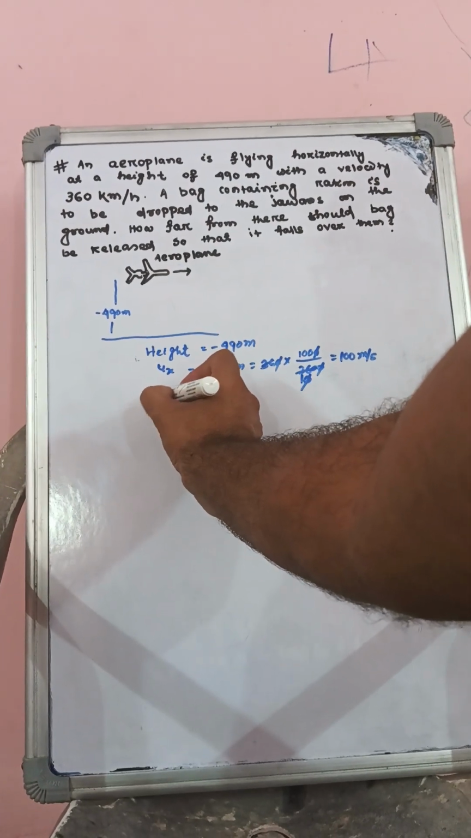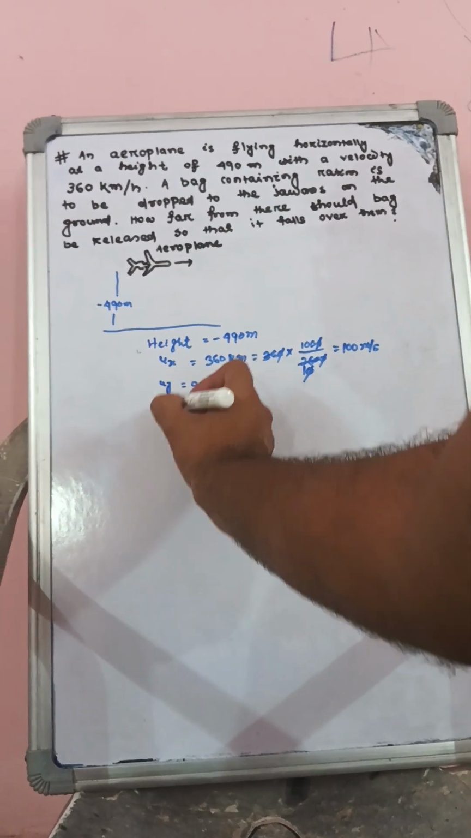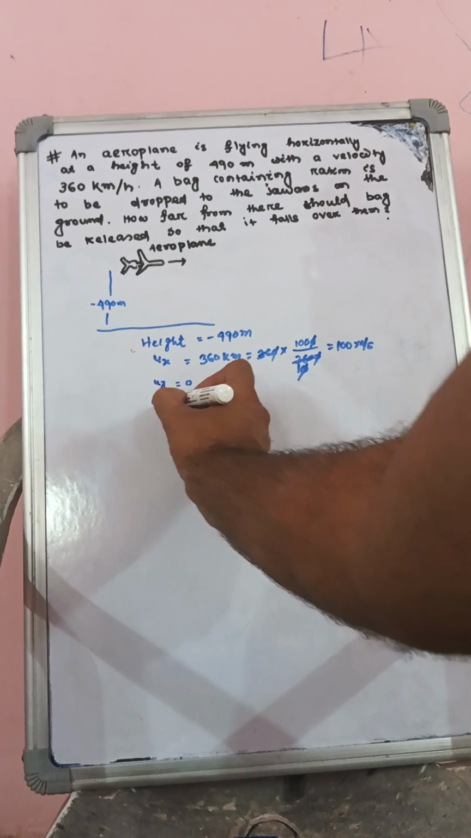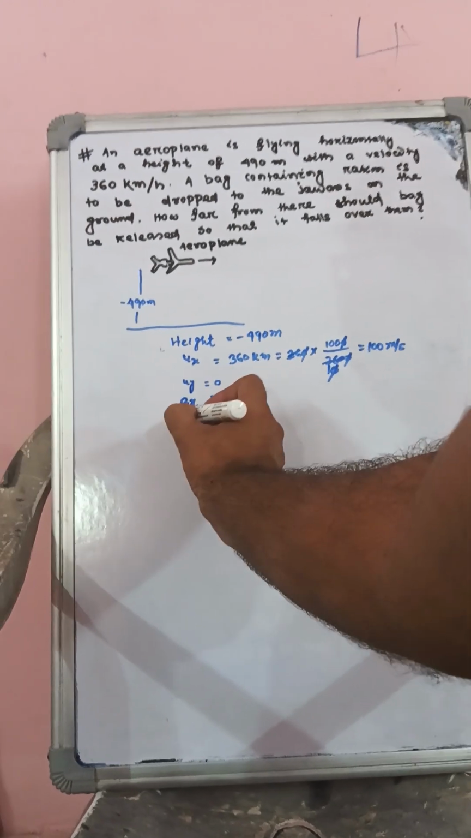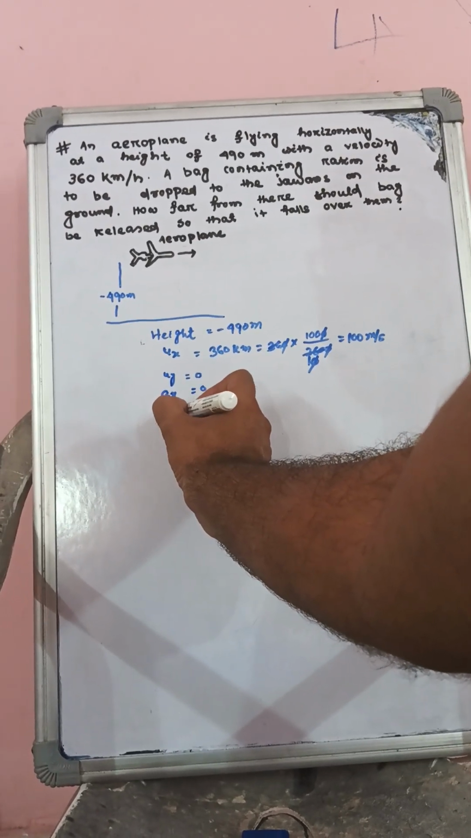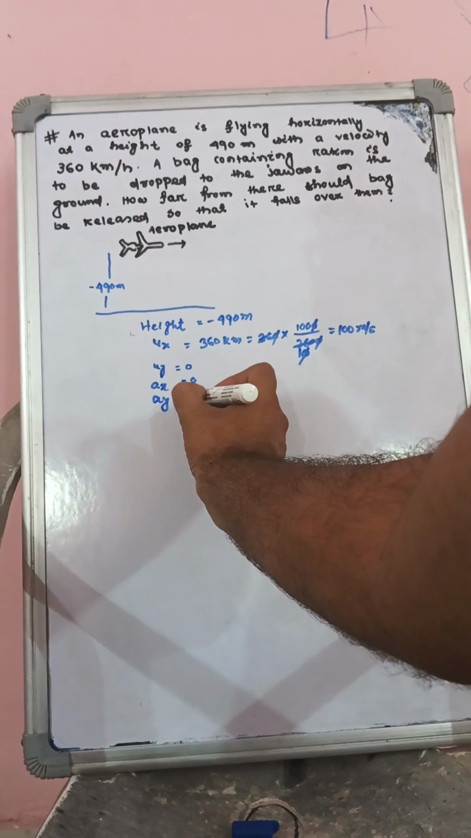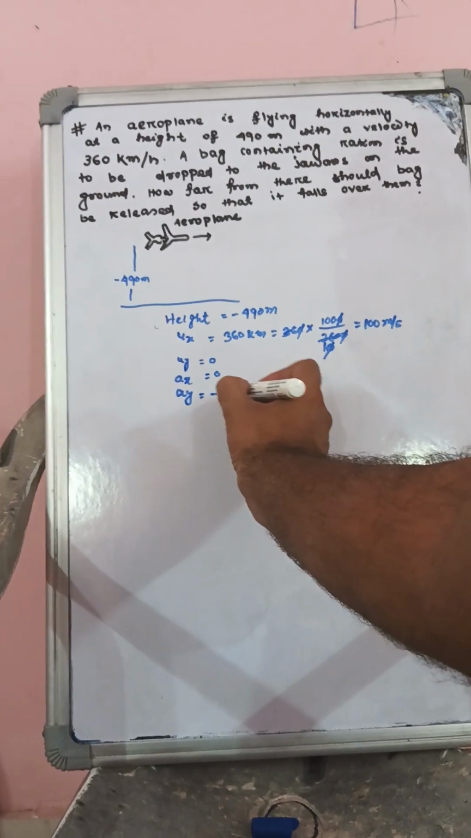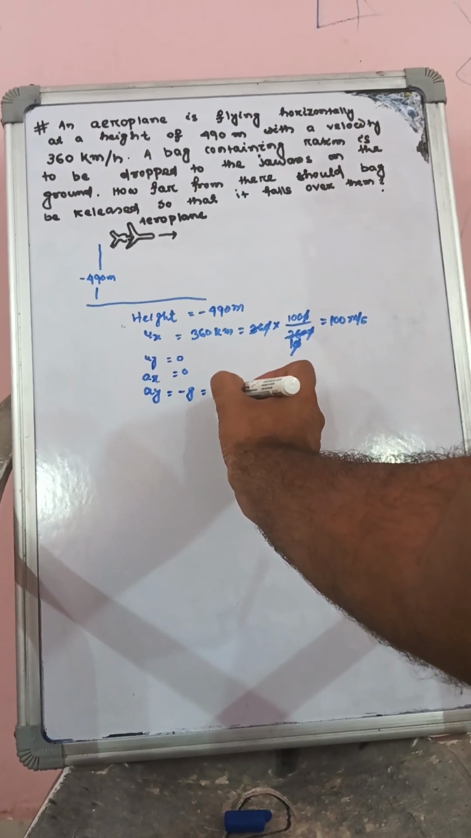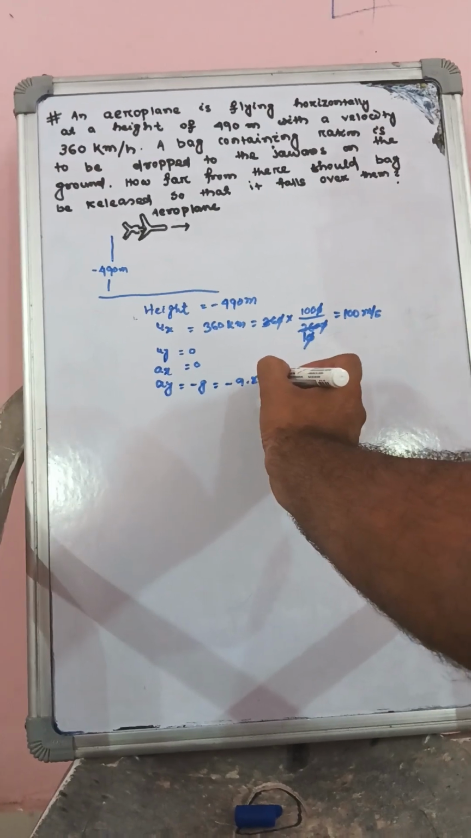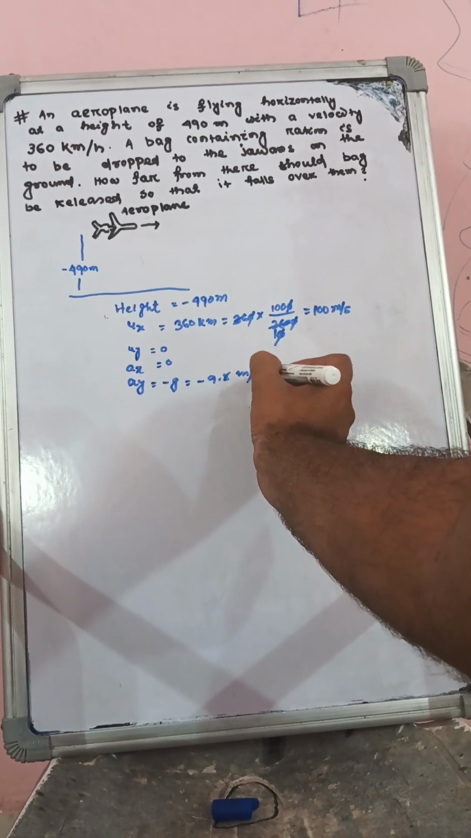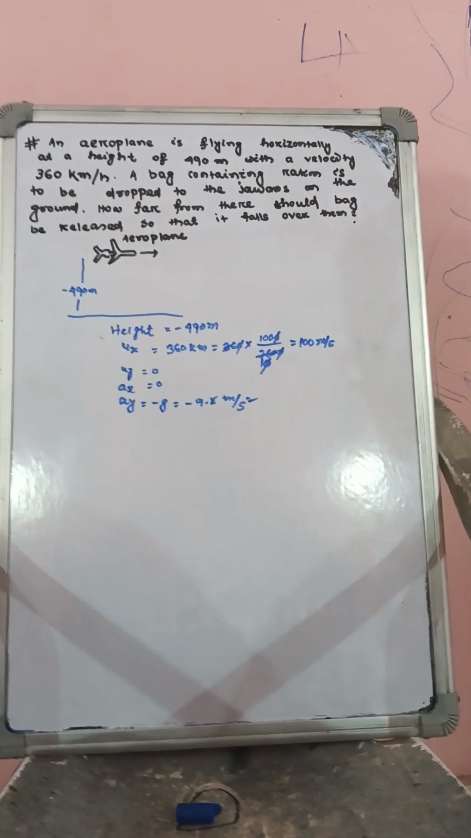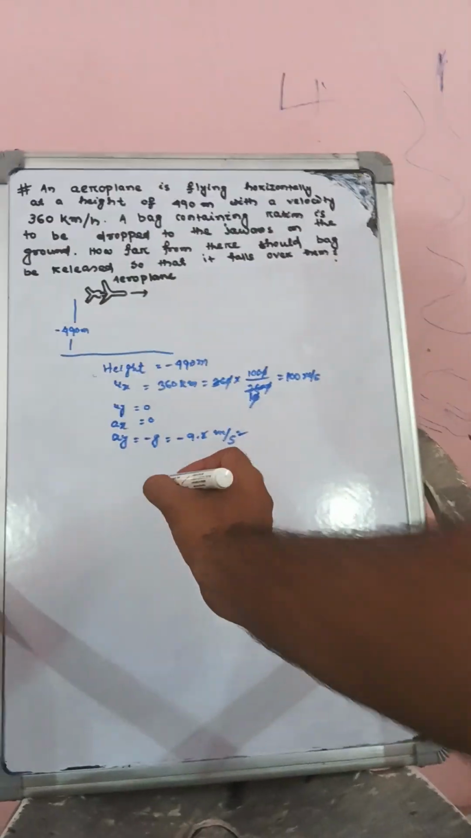Then uy will be 0. ax also 0. ay is minus g, that is minus 9.8 meter per second square. Acceleration due to gravity.